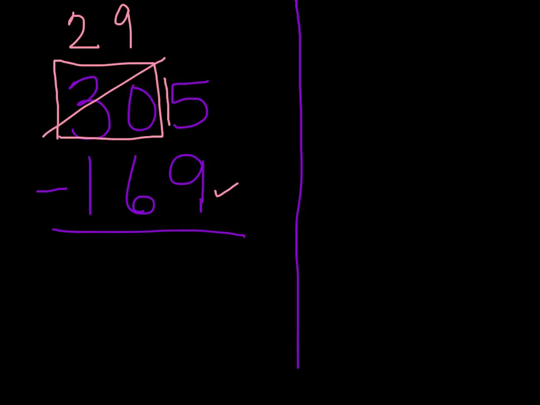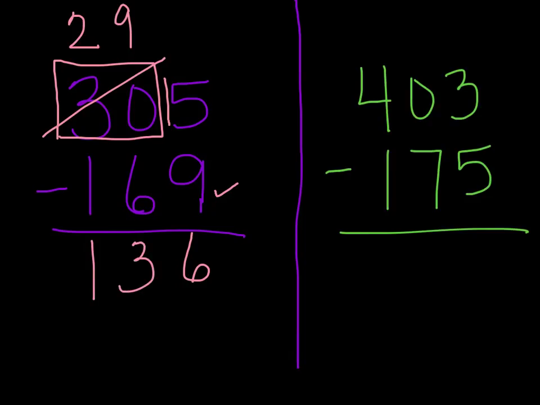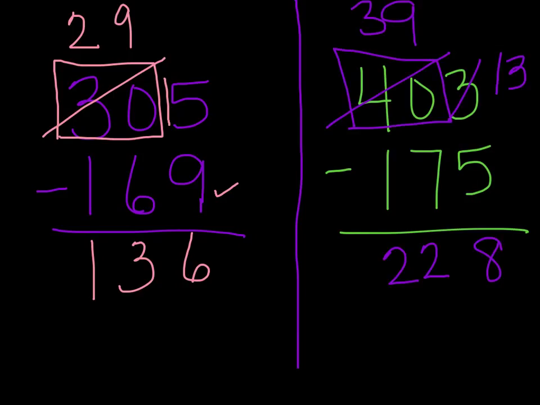15 minus 9 is 6. 9 minus 6 is 3. 2 minus 1 is 1. Okay, here's an example for you to try. You try the box method on this if that makes sense. If that doesn't make sense, then just do the regular regrouping and then come back to check. Okay, here is the correct answer. I hope that you got it right.